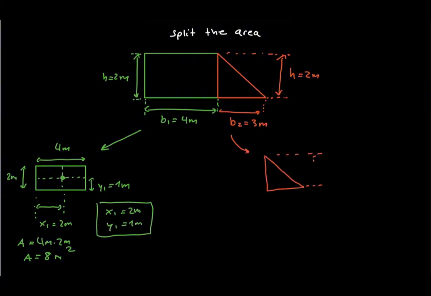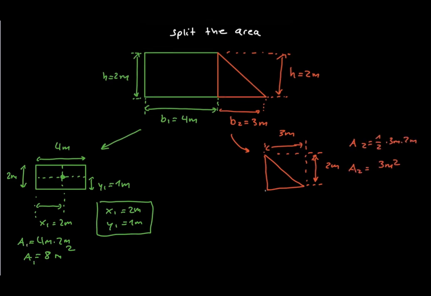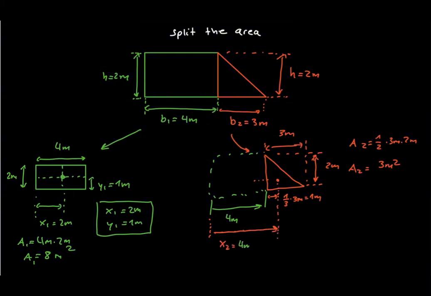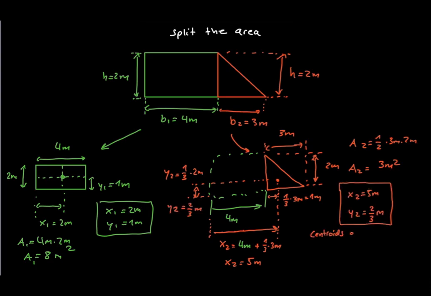Now consider the triangle. Its area is 1/2 times 3 times 2, which gives 3 square meters. For a right triangle, the centroid lies 1/3 of each leg away from the right angle corner. The triangular part begins 4 meters from our origin, so its centroid lies 1 meter farther to the right. Therefore, its horizontal coordinate is 5 meters. Its vertical coordinate is 2/3 of a meter.